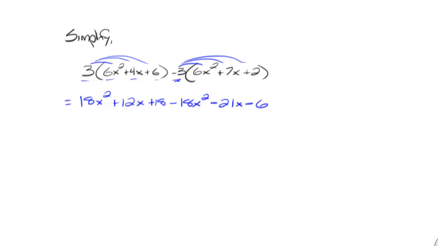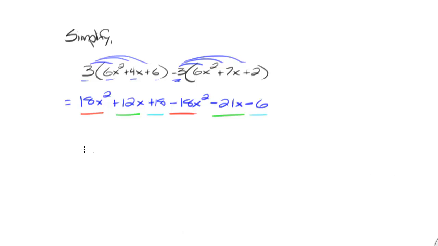Then we identify the like terms. So in this case, we have these 18x squareds. Then for the x terms, we have 12x here and negative 21x here. And then finally, we have just the constant terms, the 18 and the negative 6.